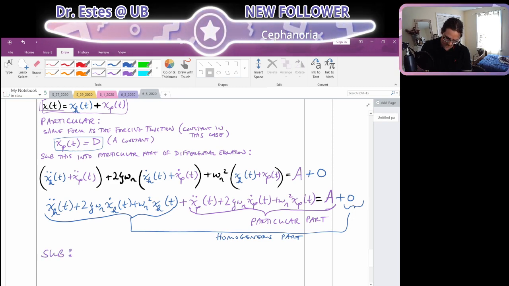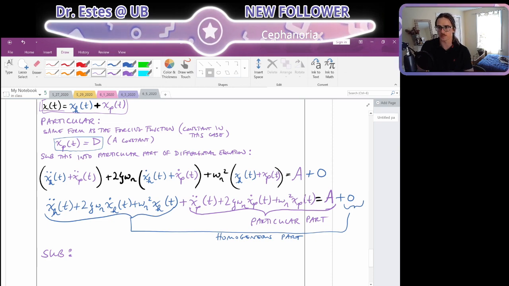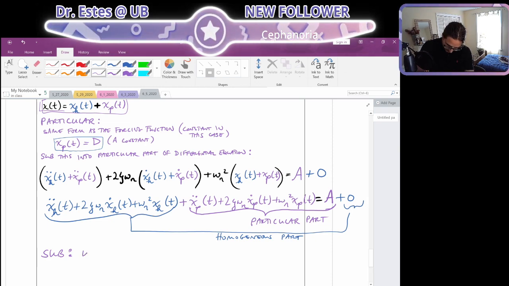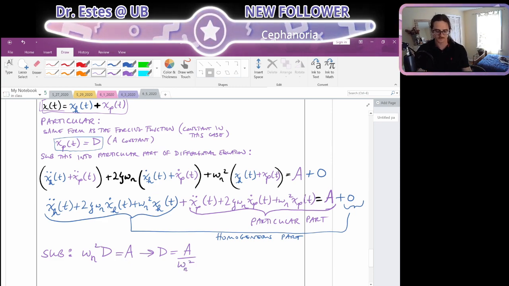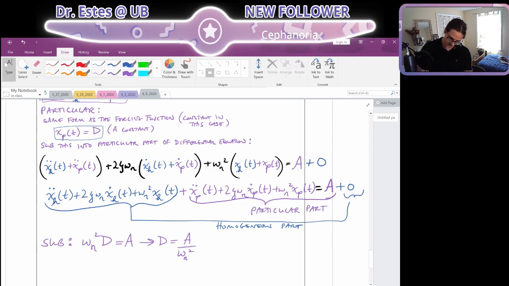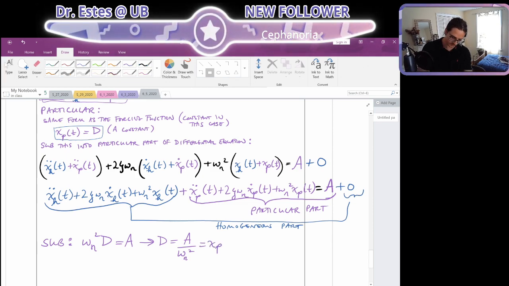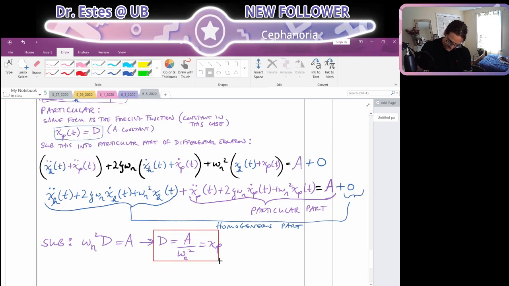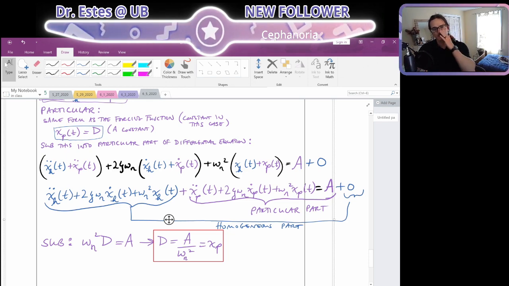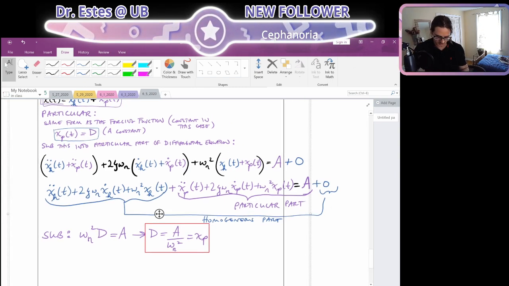So what I'm going to end up with, because the time derivatives of the particular solution are 0, I'm going to have omega n squared times my particular solution, which I know is a constant, is equal to A. So that means D is A divided by omega n squared. And this is my particular solution. So, easy peasy. The particular solution is the easiest part.